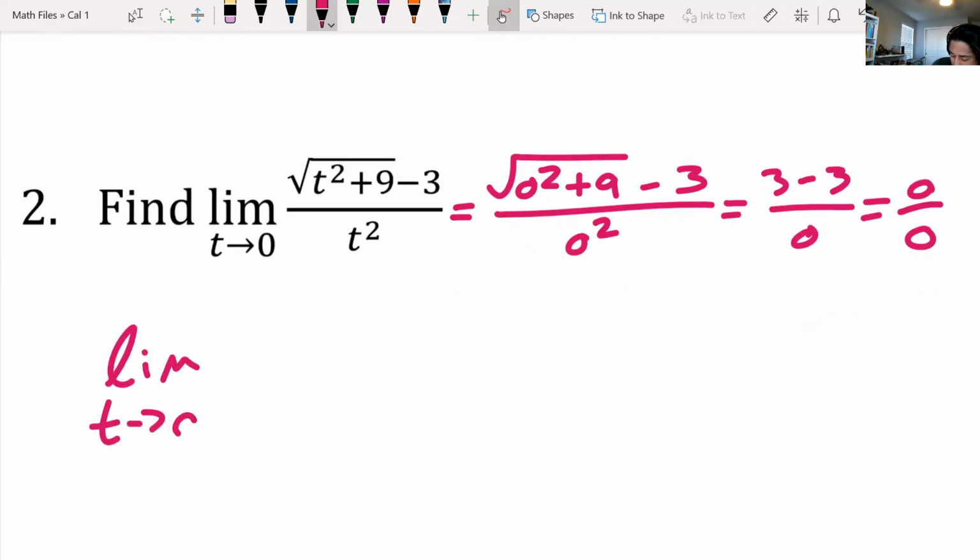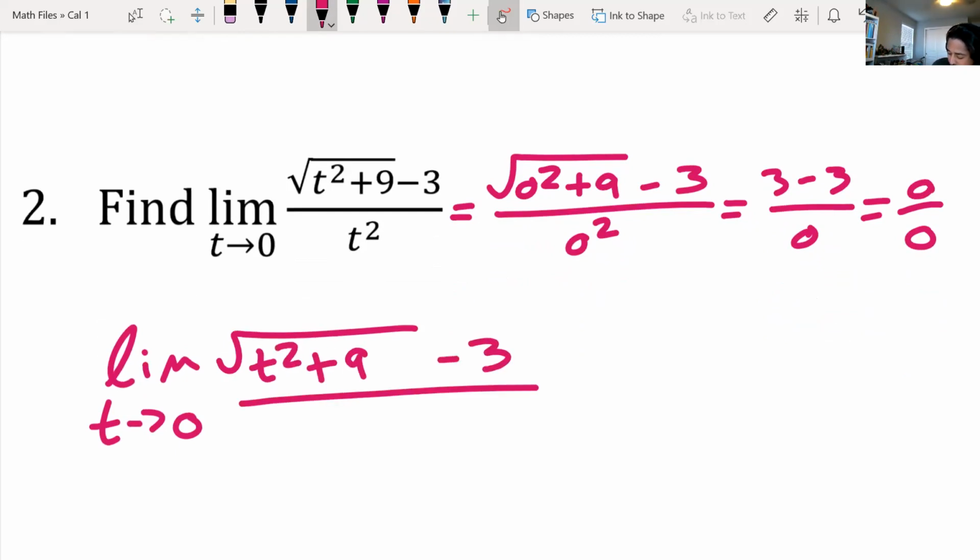The limit as t approaches 0 of the square root of t squared plus 9 minus 3 over t squared. Hey, this looks familiar, right? Because we did it last class, but with a calculator. So today we are going to find it algebraically. So we need to whip out our algebraic methods, and our job is to get rid of this t squared in the denominator. So does anybody have an idea on how to do that?